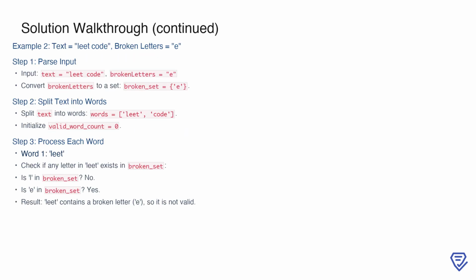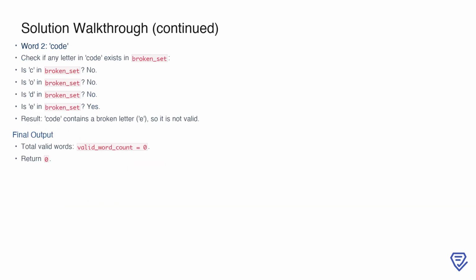In the second example, the text is "leetcode" and the broken letters are "e". As before, we start by converting the broken letters into a set, resulting in broken_set being {e}. The text is split into words, producing the list ["leetcode"], and we initialize the valid_word_count to 0. For the first word, leet, we check each letter to see if it exists in the broken set. The letters l and t are not in the broken set, but e is. Since leet contains a broken letter, it is not valid, and the count remains at 0.